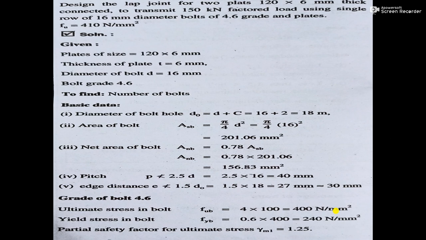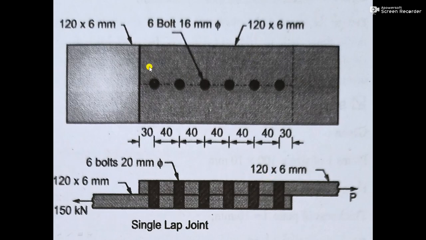Then after getting the bolt value, you have to calculate the number of bolts. To calculate the number of bolts, you take the design load which is given in the problem and divide this design load by the bolt value, and you will get the number of bolts. Through those bolts you have to show the connection, how you have connected these two plates.